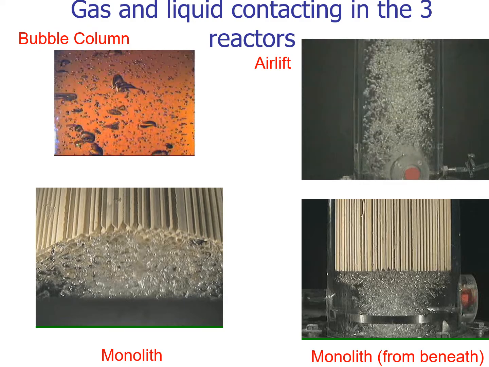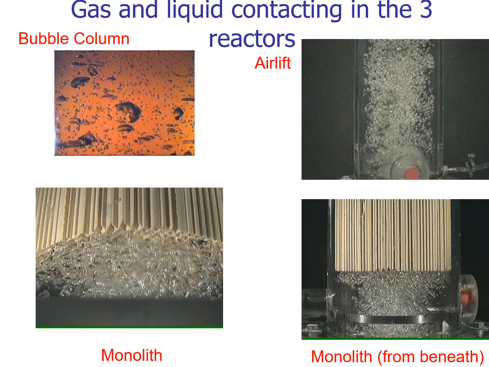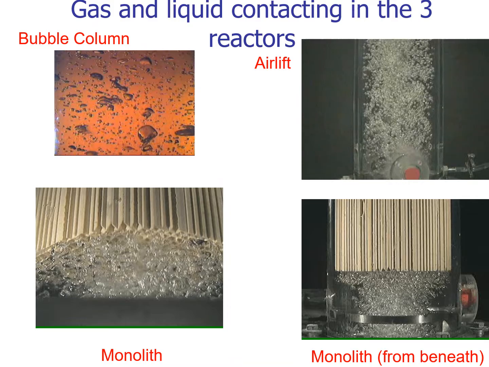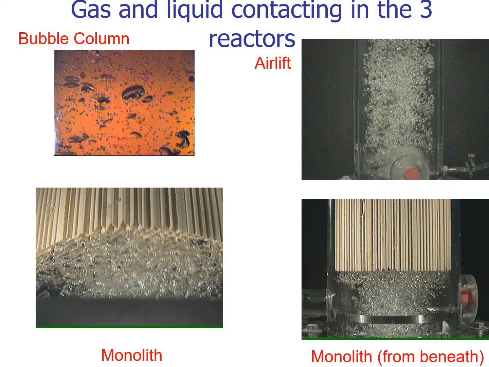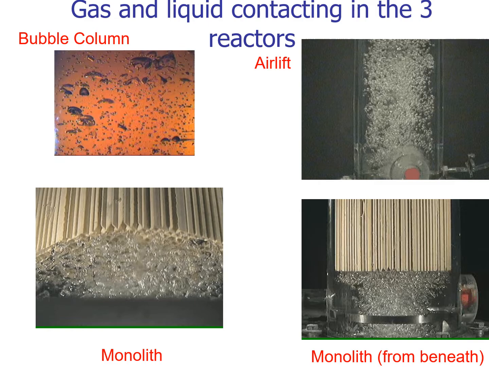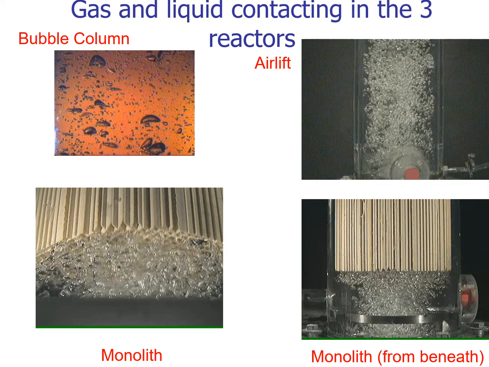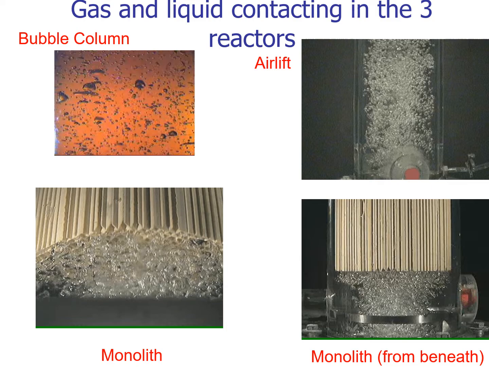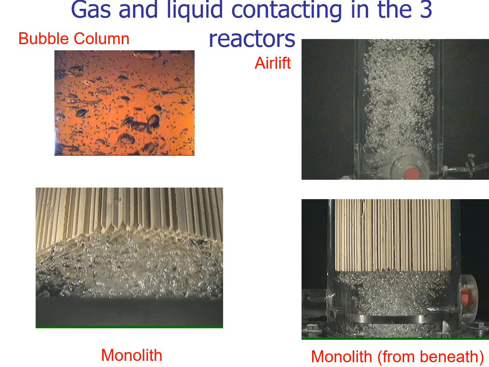Let's look at airlift. Due to co-current flow of gas and liquid, the bubble sizes are more uniform, and on average they are significantly smaller than that in a bubble column that does not have co-current upflow of the liquid phase in normal operations.